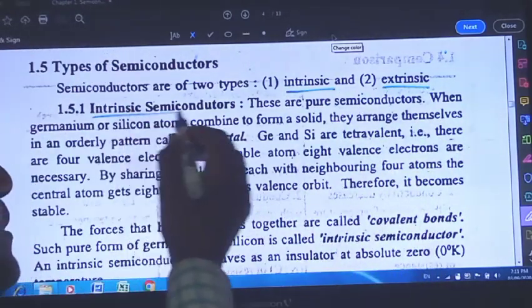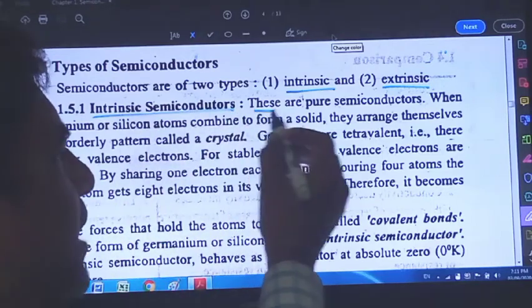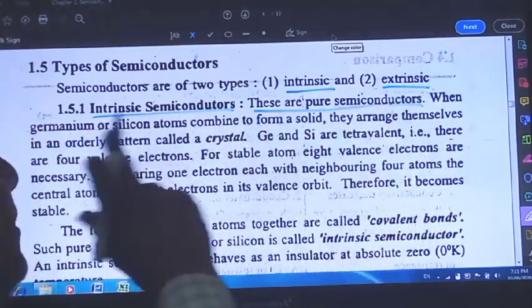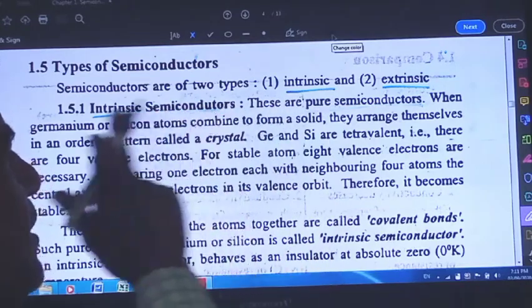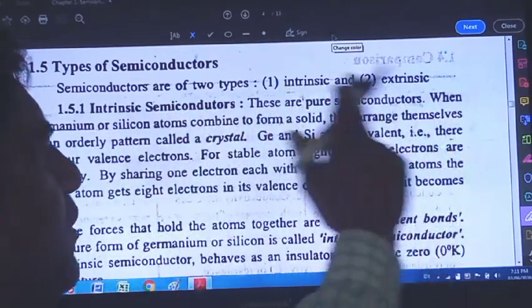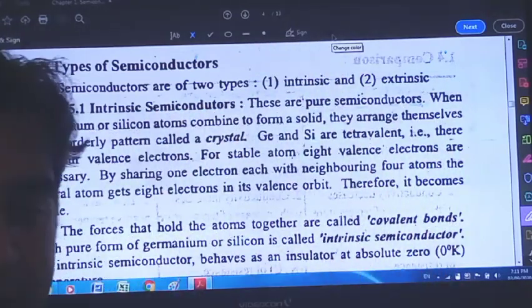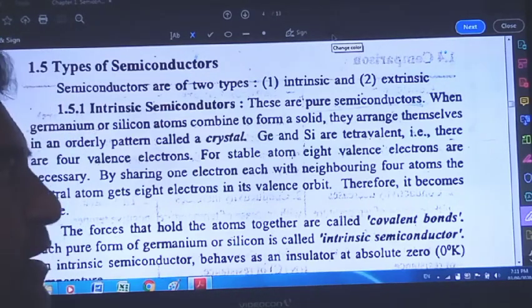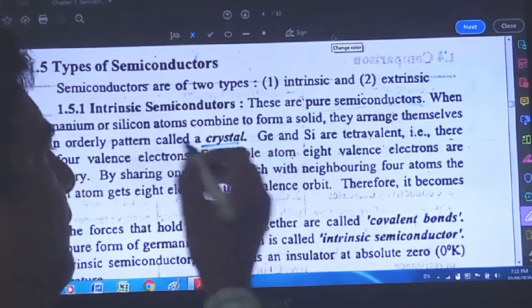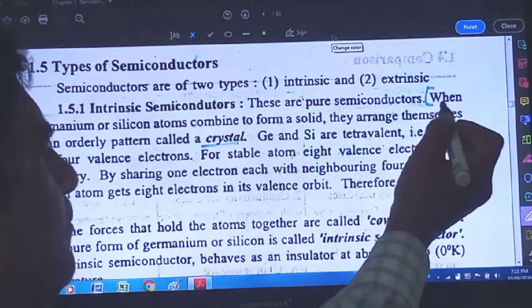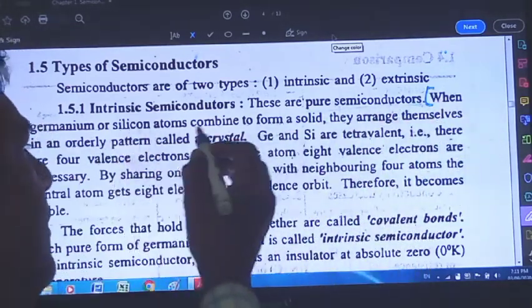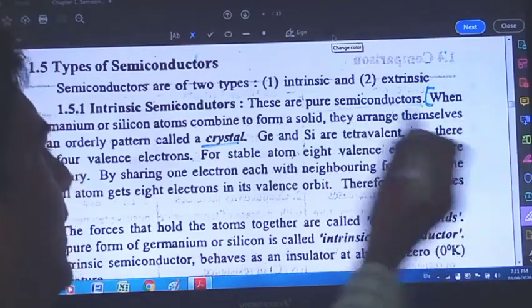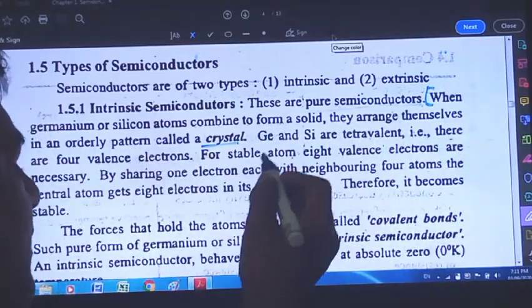Intrinsic semiconductors are pure semiconductors. When germanium or silicon atoms combine to form a solid, they arrange themselves in an orderly pattern called a crystal. It is the definition of a crystal. You have to keep this definition in your mind.